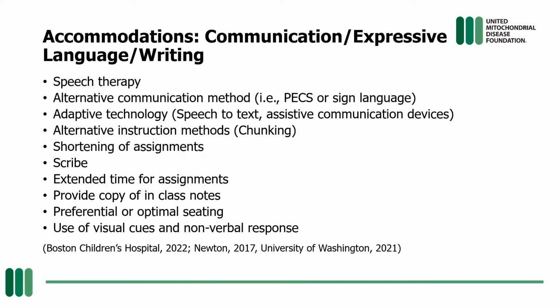So the first area I want to talk to you about is accommodations for communication, expressive language, and writing, because these are all kind of tied in together in most states. So one of the first that you're going to think of is speech therapy, which is important if your child's having problems with language. But it is also important if we set up speech therapy that we're addressing their communication needs at the time. So this is going to be your alternative communication method, PECS, sign language, the use of a device that speaks for the child. We need to consider both of these in tandem if a child has a communication delay or communication impairment.